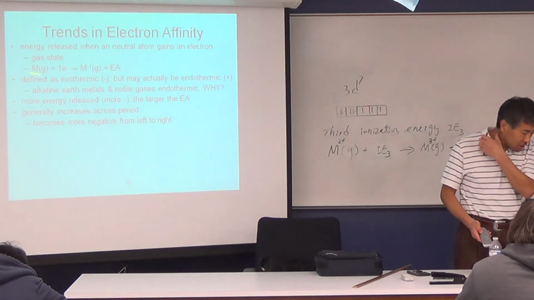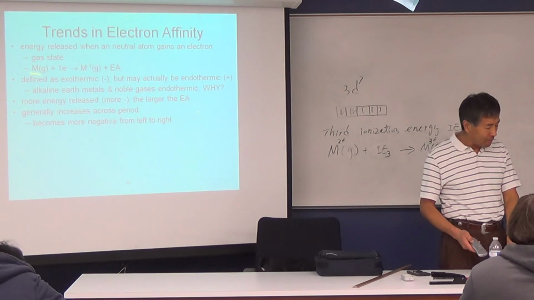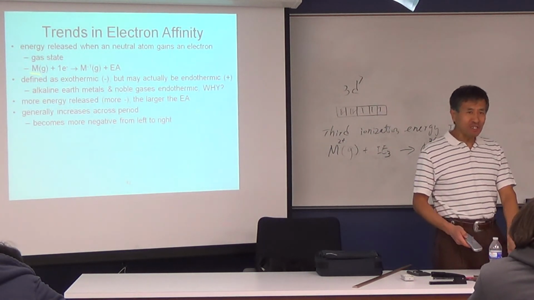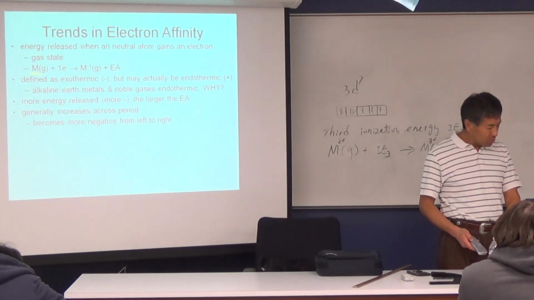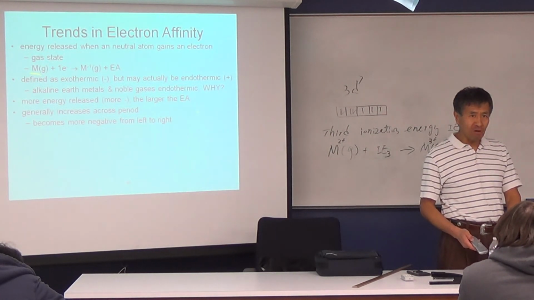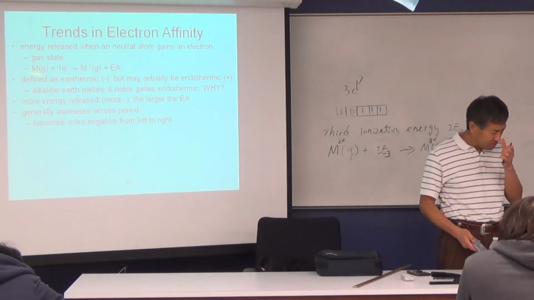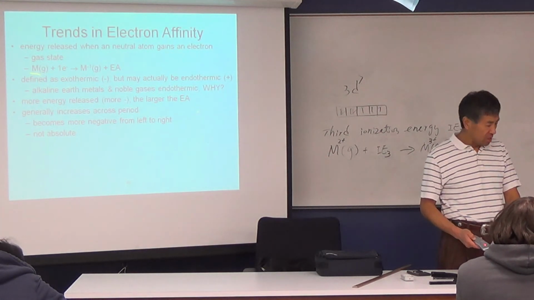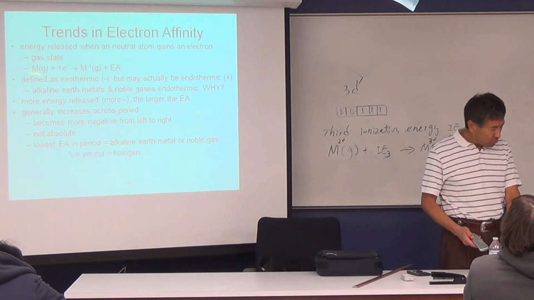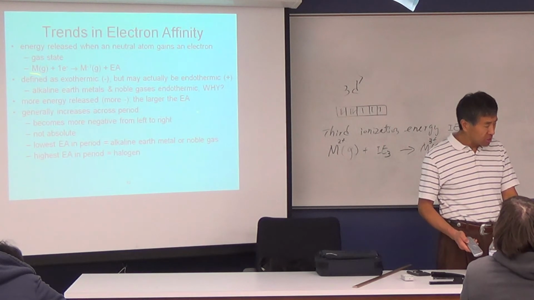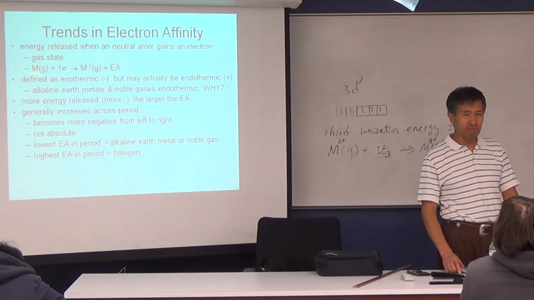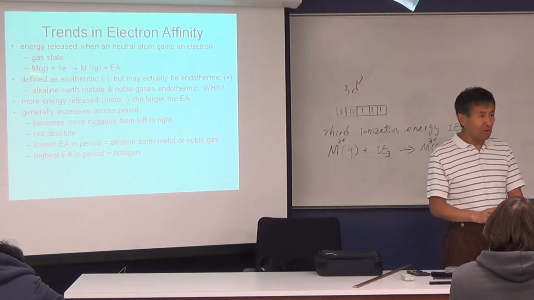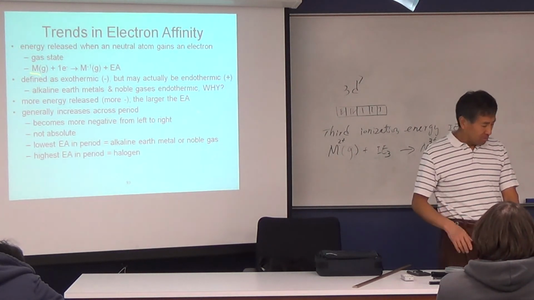Generally it increases across a period. That's the general pattern, and there are a lot of exceptions. So what we want to learn or memorize from this section is this general pattern, not absolute. If you want to compare elements in the same period from left to right, they generally have a more and more negative EA, but there are some exceptions.